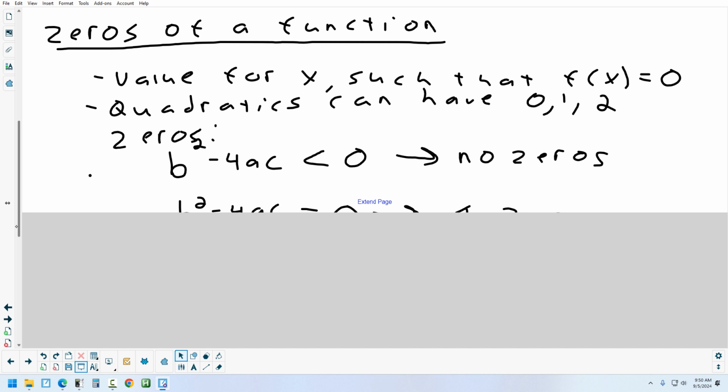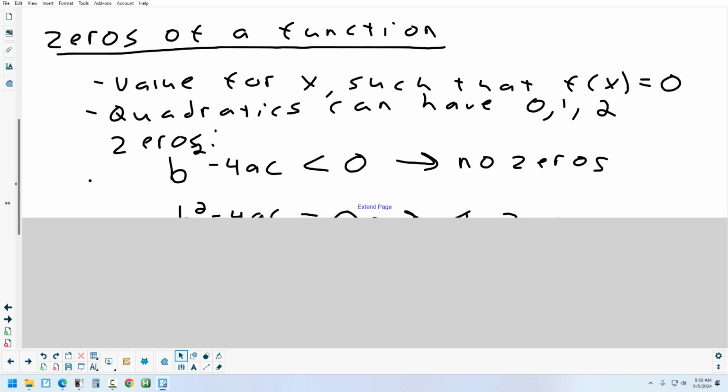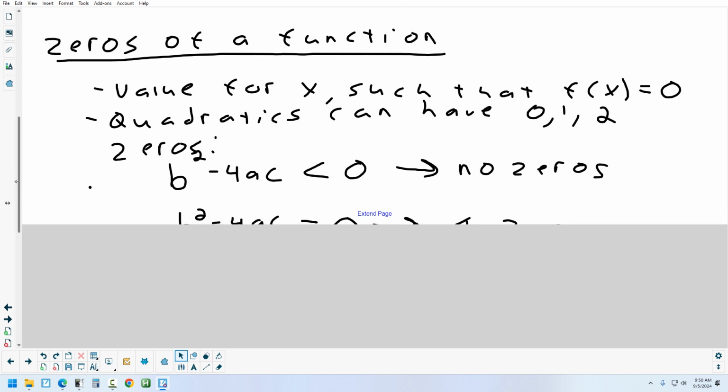Quadratics can have 3 different cases. They either don't cross at all, they cross once, or they cross twice. All you need to do to figure out which one of those 3 cases it is, I want to show you somehow. Okay, well, we'll figure it out.